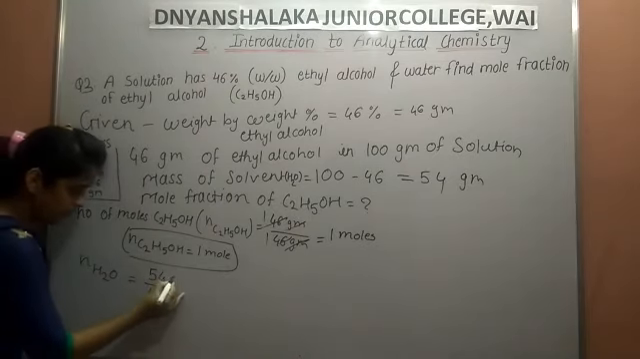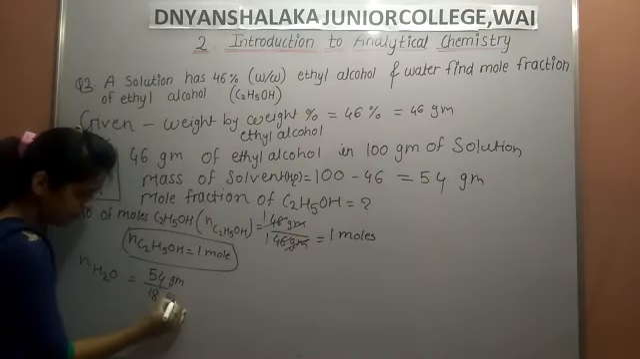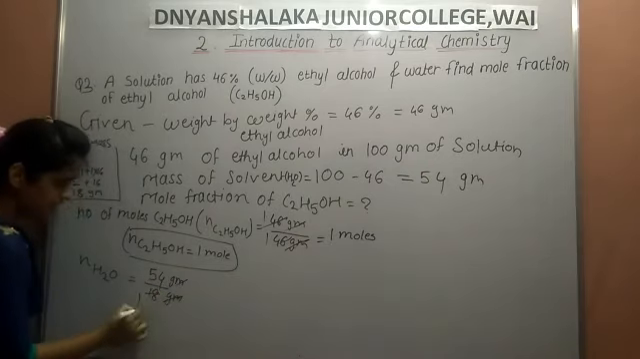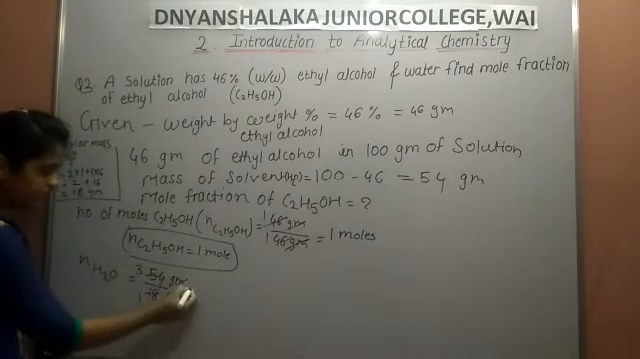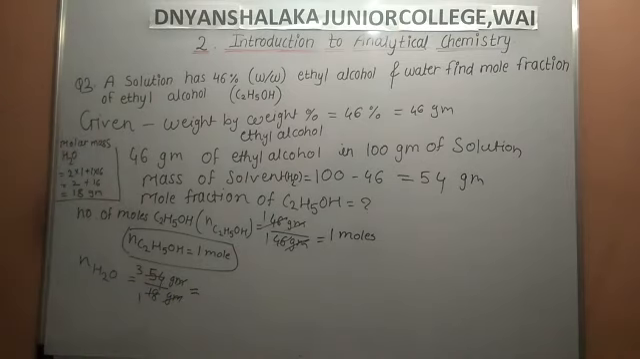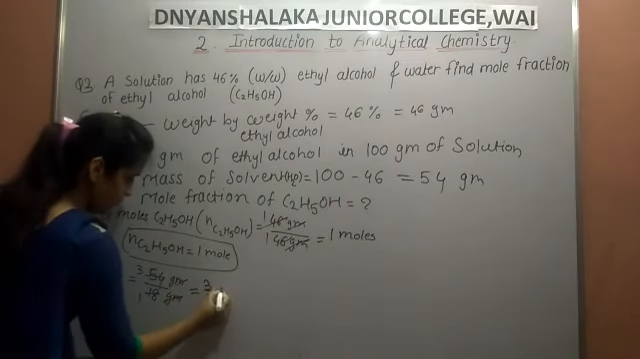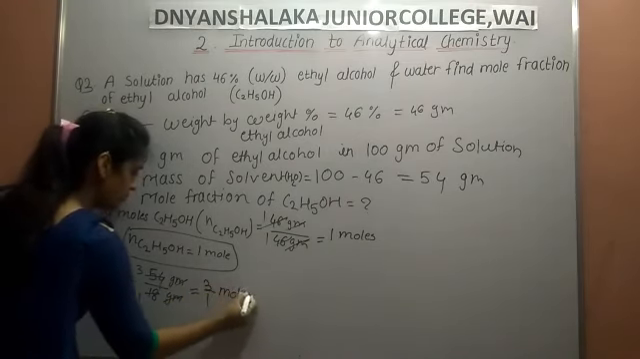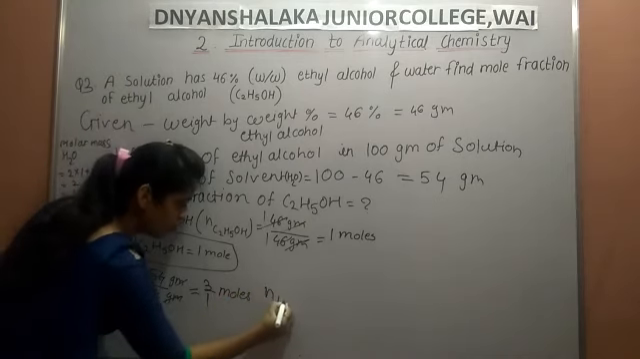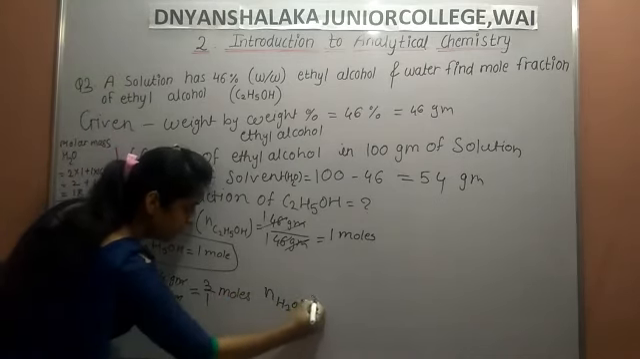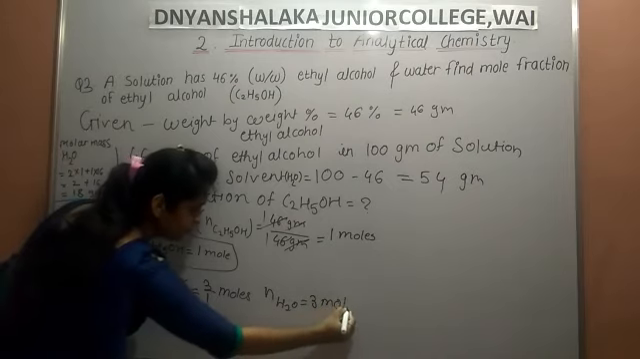So gram and gram cancel each other out, and 18 × 3 is 54, so we get the number of moles of water molecule as 54/18, which is 3 moles. So the number of moles of water molecule is only 3 moles.